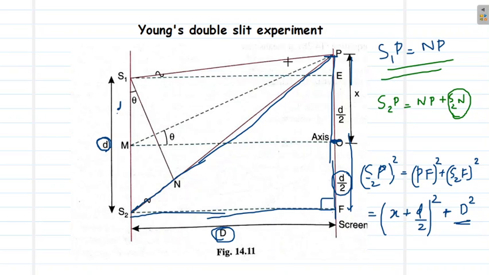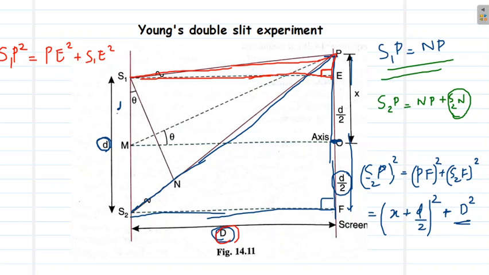Similarly, to write an equation for S1P, we consider the right triangle S1PE as our right triangle. So this is the right triangle we have. This is 90 degree here. Now what will be S1P square? It is the hypotenuse. So S1P square is equal to PE square plus S1E square. Clearly S1E is distance D.